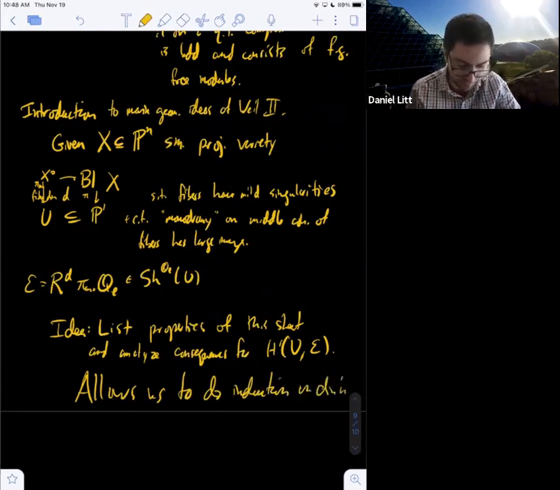Next time, I'm out of time, but next time I'm going to state the main theorem that we'll need about sheaves of this form, and then how we're going to use it, and then we'll start proving things. All right. Are there any questions about that?